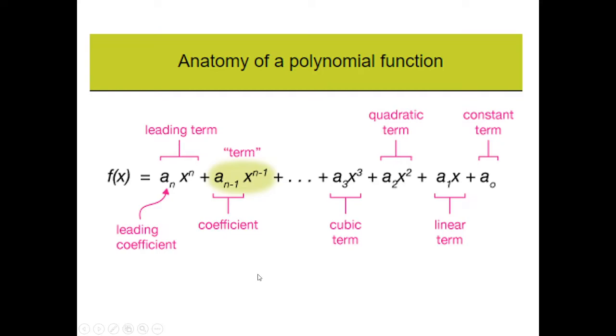So I will show you an anatomy of a polynomial function. This is how a polynomial function must be arranged. It must start with the leading term, the one that has the highest exponent, and it should end with a constant term, the one which has no variable.